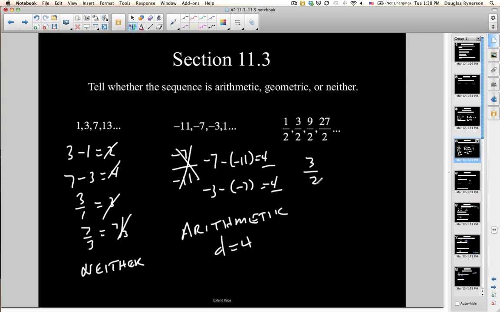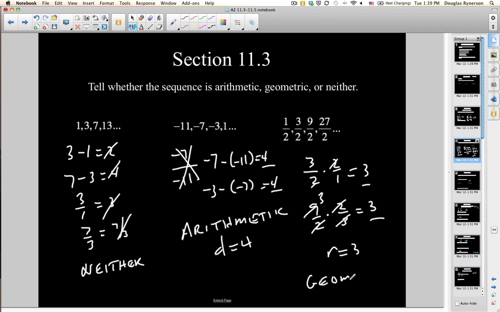If I have 3/2 divided by 1/2, that means invert and multiply. That becomes 3. I'd have 9/2 divided by 3/2. That also equals 3. I have a common ratio. This one is geometric. So if I have a common difference, it's arithmetic. If I find a common ratio, it's geometric. If I don't find either of those things, then it would be neither.